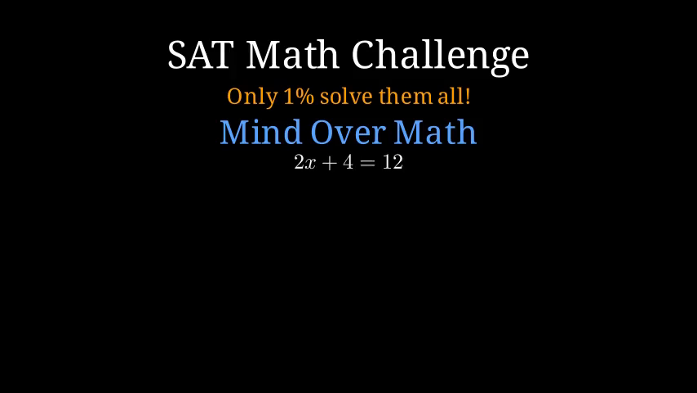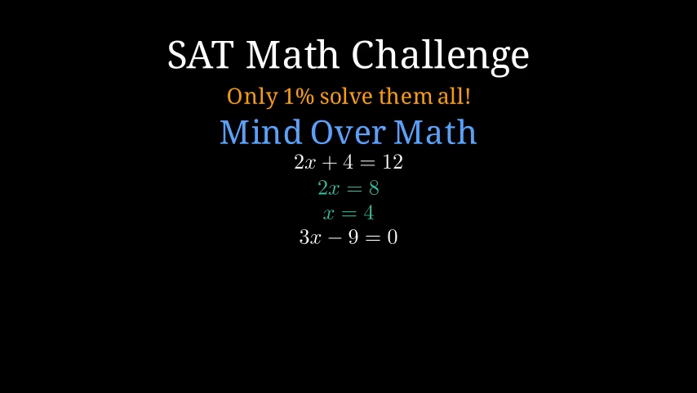Here is the first one. 2x plus 4 equals 12. Pause and solve it. Solution. Subtract 4 from both sides to get 2x equals 8. Then divide by 2 to get x equals 4. Now let's try something slightly more interesting.